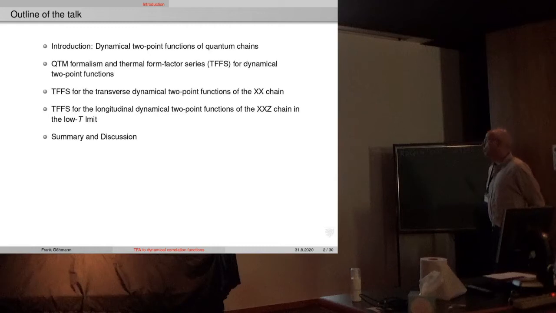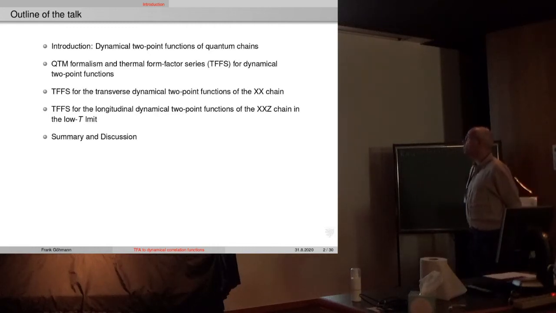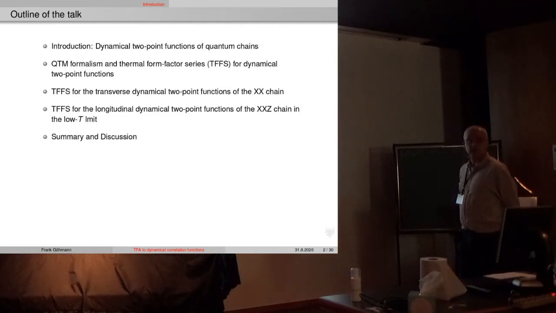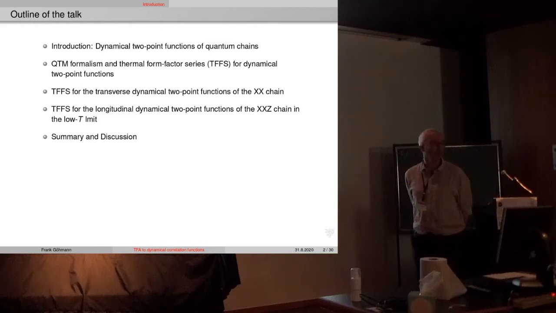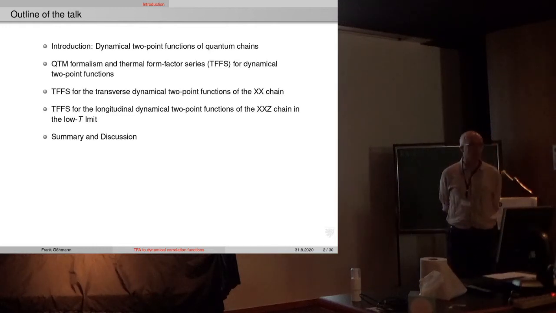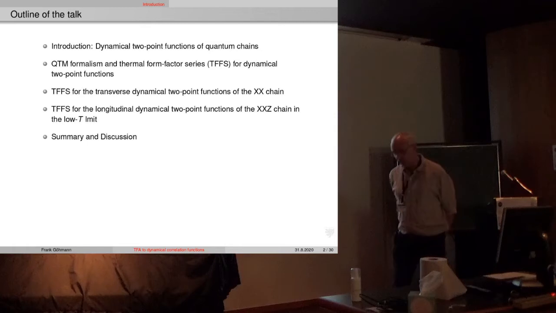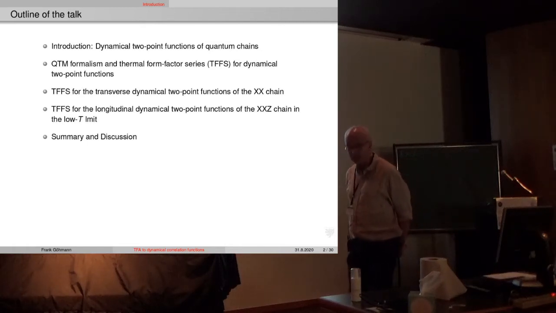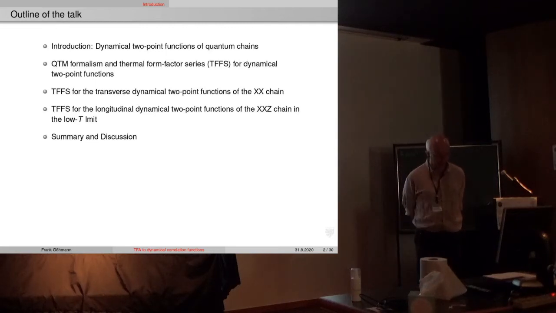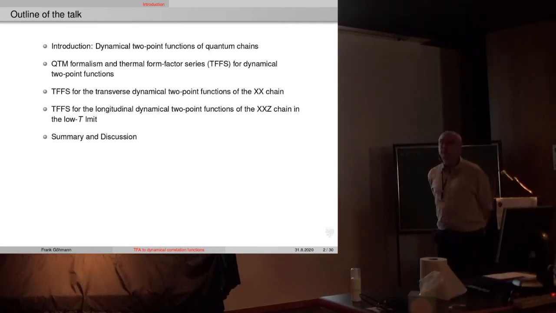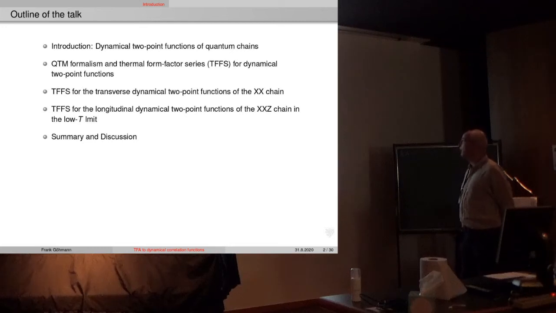Then I'll introduce what we call the thermal form factor series for dynamical two-point functions. It is a form factor series where we use the eigenbasis of this quantum transfer matrix, not the eigenbasis of the Hamiltonian or the usual transfer matrix. And this gives you series representations which have very nice properties, in many cases better properties than usual form factor series, and I'll try to explain what I mean by this.